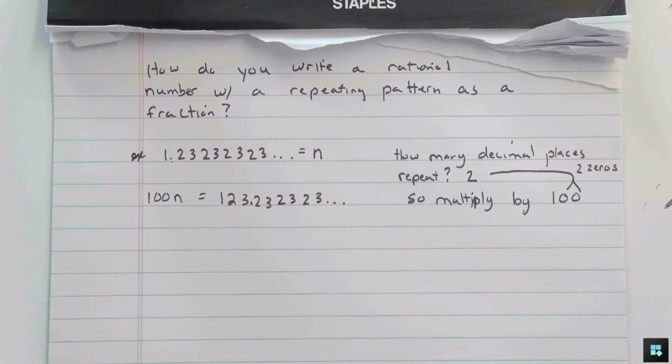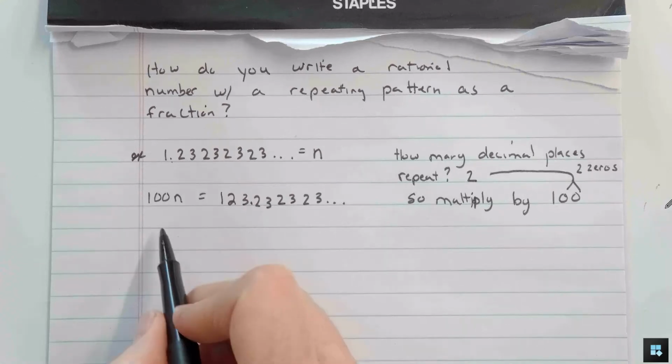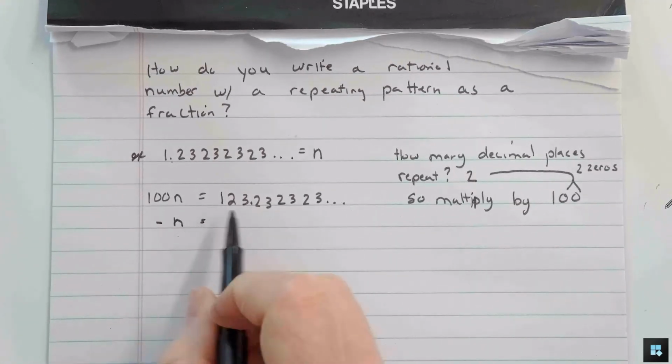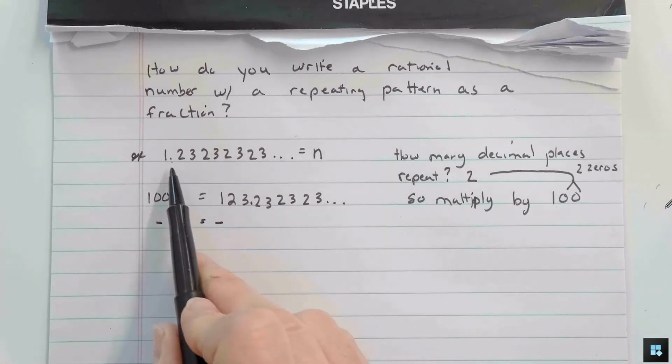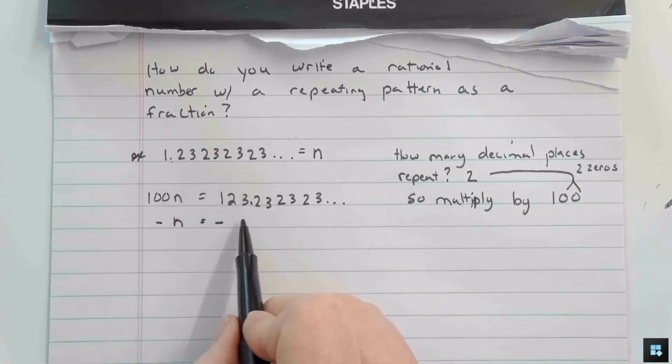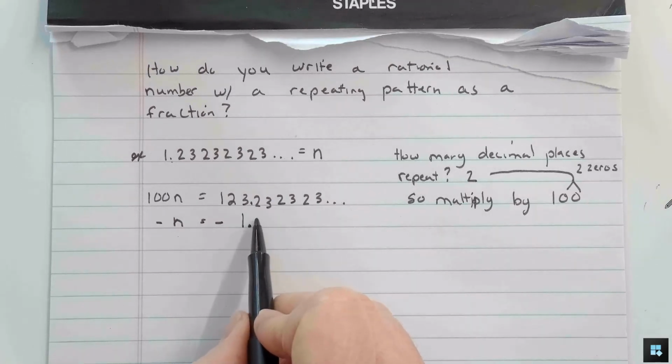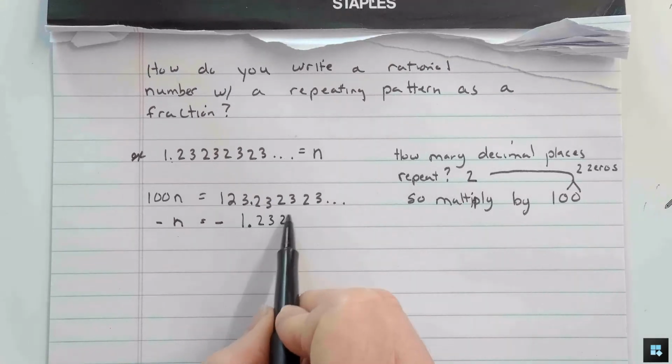Once you've done that, then you subtract your original number. As you subtract, you'll have to line up your decimal places. So I'm going to subtract the n, so I'm going to say minus n. And the n is equal to 1.232323. And I need the decimal place to line up. So I put the 1, decimal place, 2, 3, 2, 3, 2, 3.